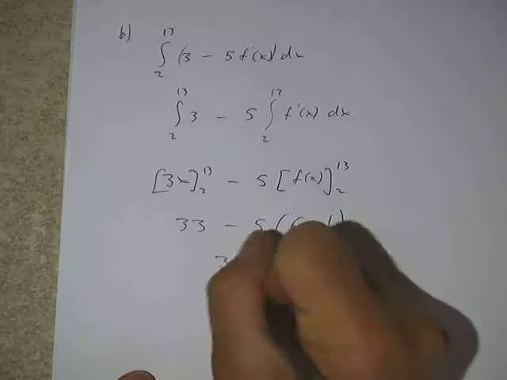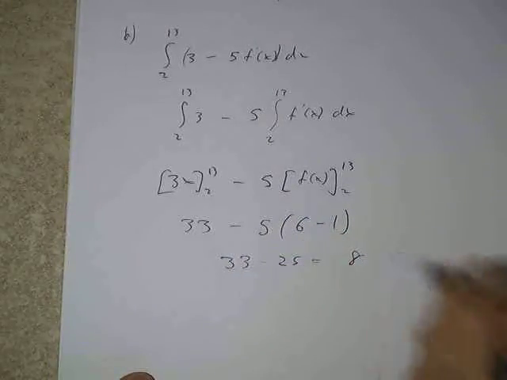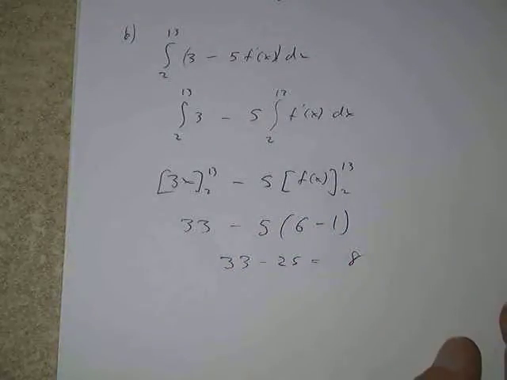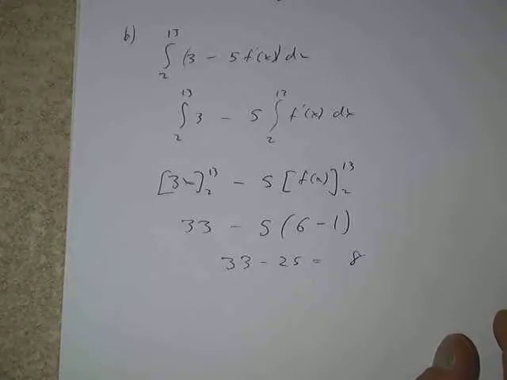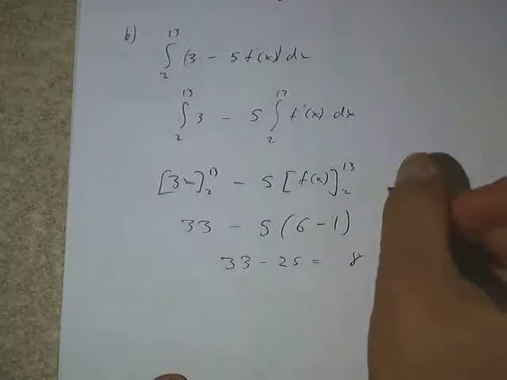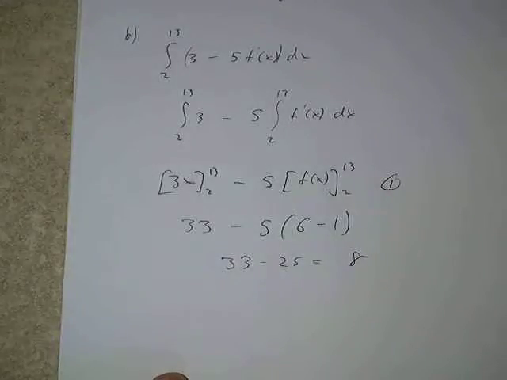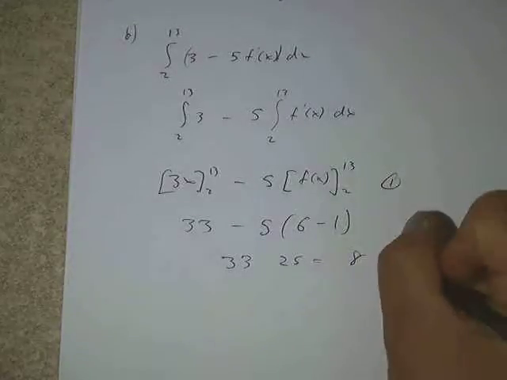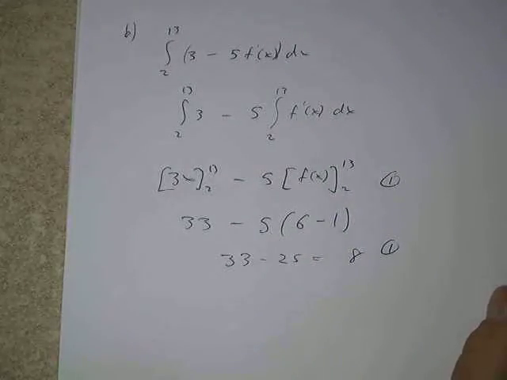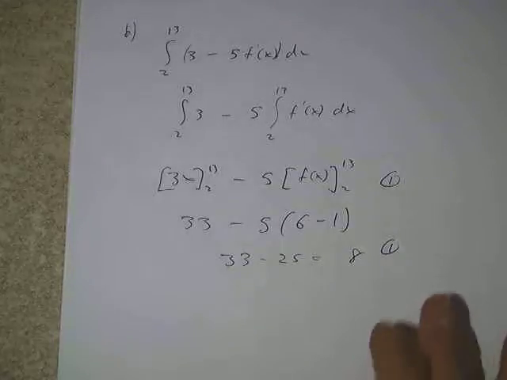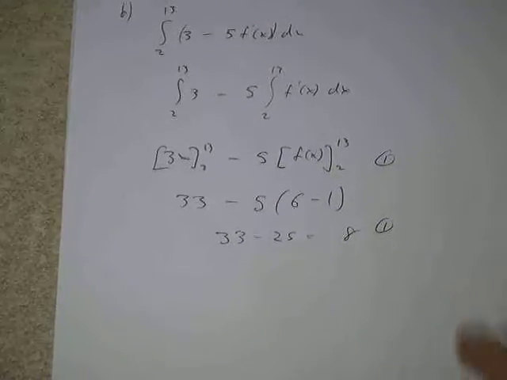And then in the parentheses, we need f of 13. According to the table, f of 13 is 6. And then we put in a 2. What's f of 2? That would be 1. So we wind up with 33 minus 25, which is ultimately 8. 2 points: one for using the fundamental theorem, so finding the antiderivatives, essentially, and one for getting 8.